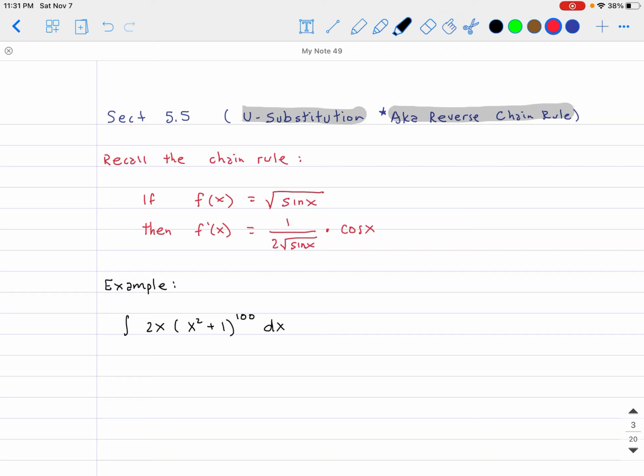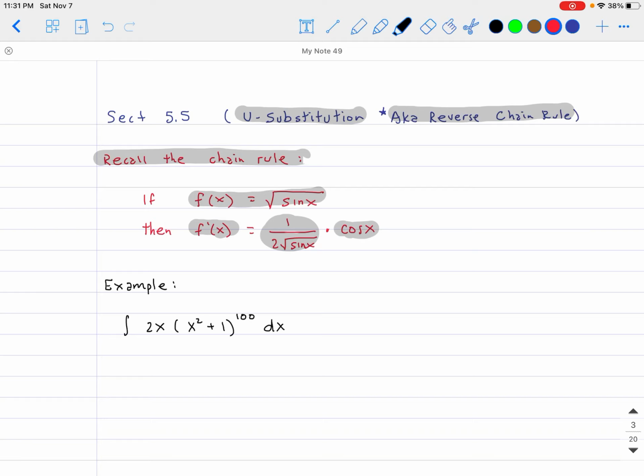Okay, we're trying to solve for an antiderivative, and I want to know what it looks like if I use the chain rule going backwards. So here in our first part, we're going to recall the chain rule, which says that if f of x is equal to this function over here, then according to the chain rule, f prime is going to be just take the derivative as is. So 1 over 2 times the square root of sine of x, and then we multiply by cosine of x because the derivative of sine is cosine.